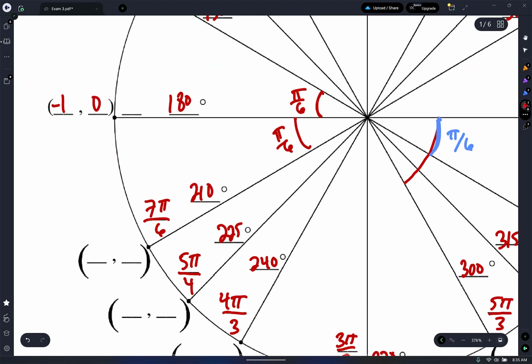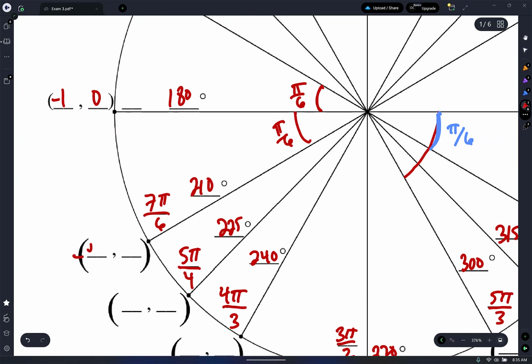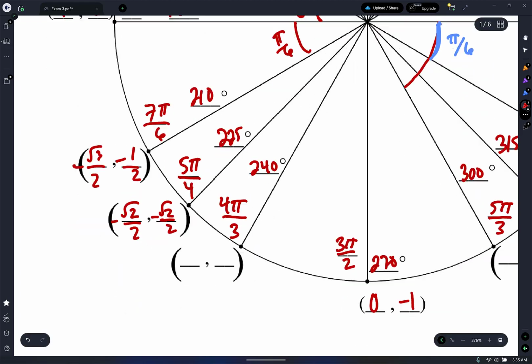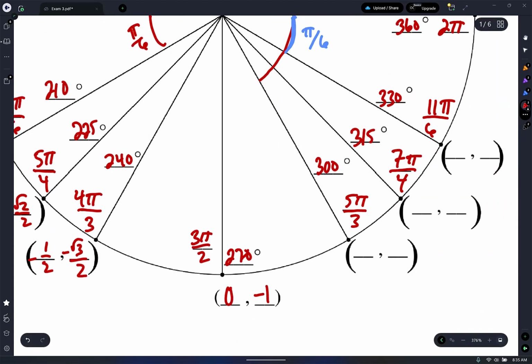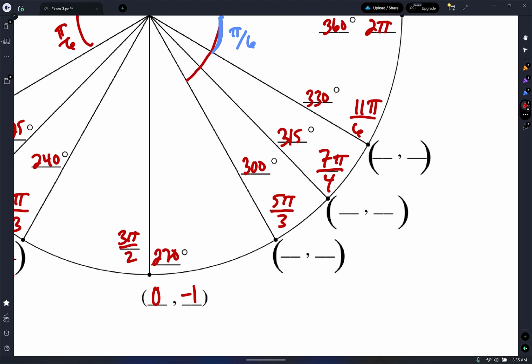And then in quadrant 3, they're both negative. So negative square root of 3 over 2, negative 1/2, negative square root of 2 over 2, negative square root of 2 over 2, negative 1/2, negative square root of 3 over 2. And then in quadrant 4, the y is negative and the x is positive. 1/2, negative square root of 3 over 2, square root of 2 over 2, negative square root of 2 over 2, and square root of 3 over 2, negative 1/2.